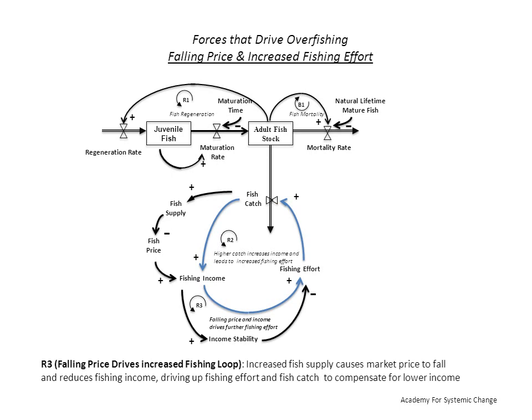Loops R2 and R3 together characterize the fundamental dilemma around overfishing in the developing country. There are forces to overfish when incomes are rising, and there are forces to overfish when incomes are falling. Together, the two are powerful forces that lead to overfishing again and again. Go on to the next slide.